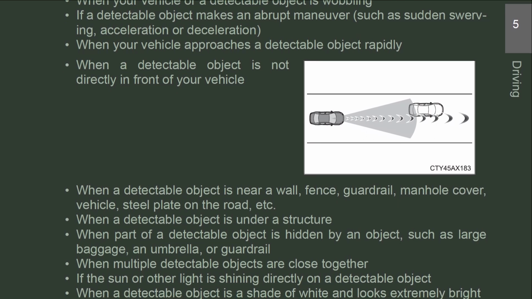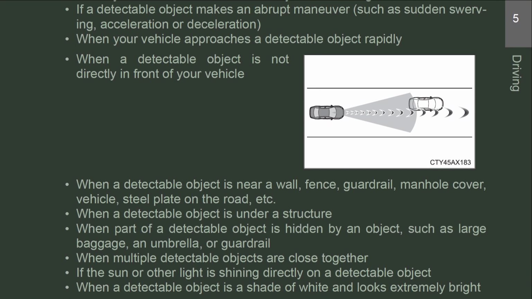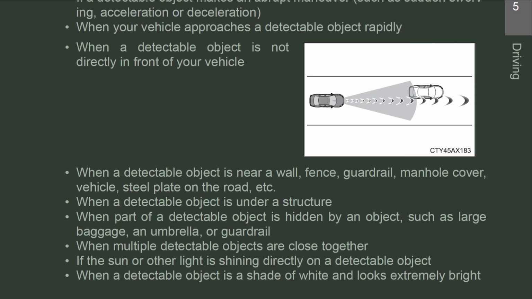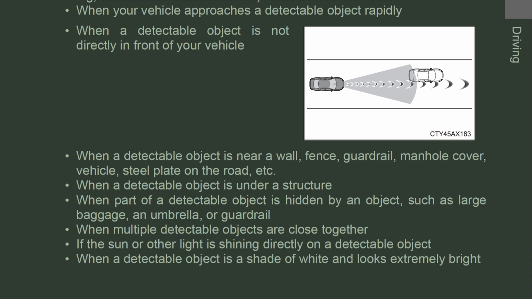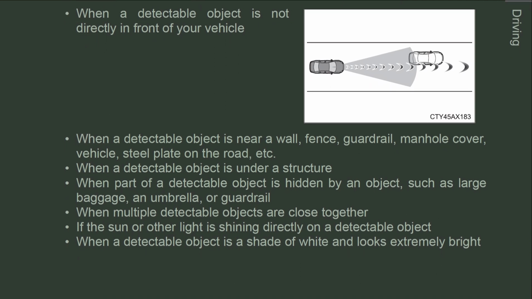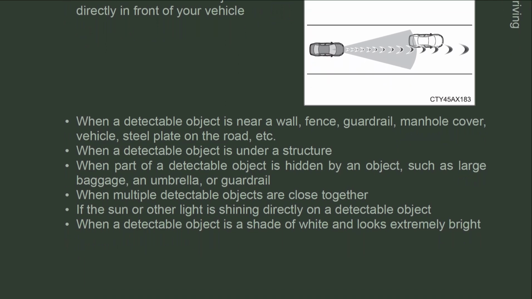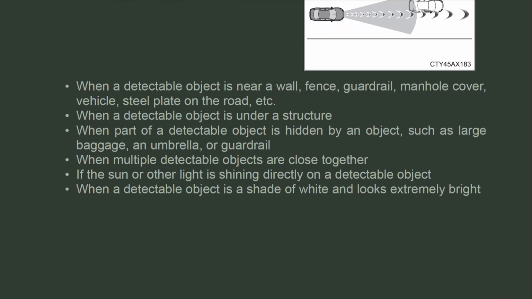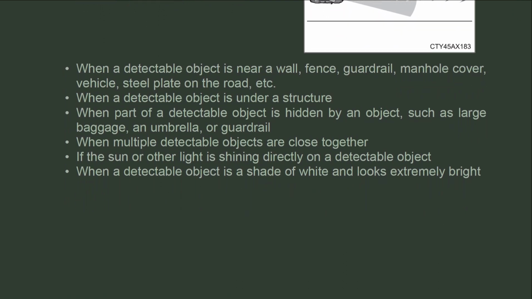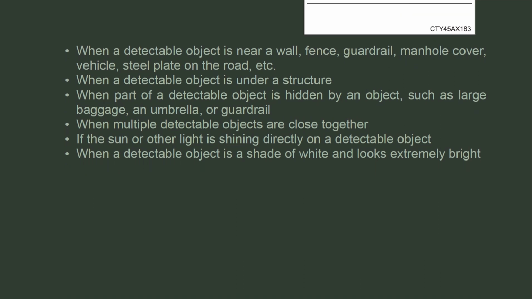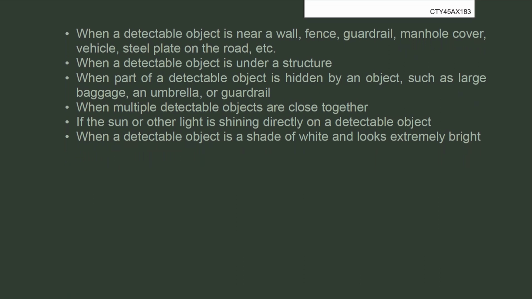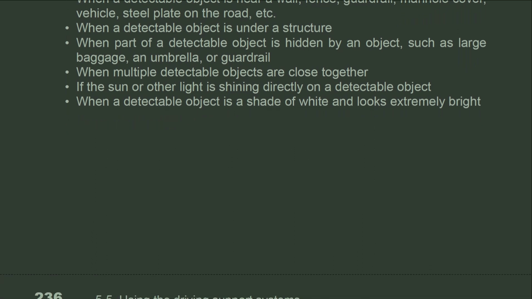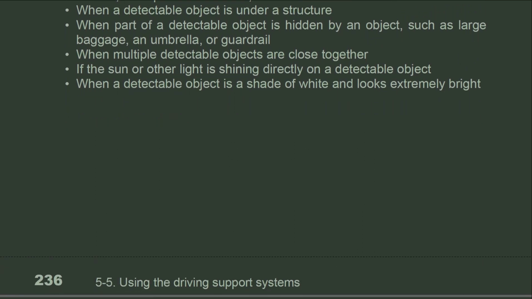When your vehicle approaches a detectable object rapidly. When a detectable object is not directly in front of your vehicle. When a detectable object is near a wall, fence, guardrail, manhole cover, vehicle, steel plate on the road, etc. When a detectable object is under a structure. When part of a detectable object is hidden by an object, such as large baggage, an umbrella, or guardrail. When multiple detectable objects are close together.